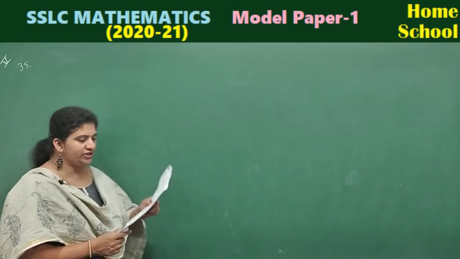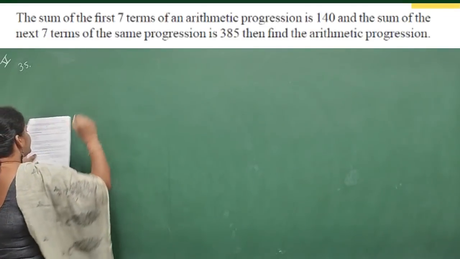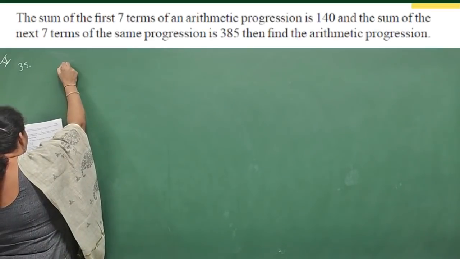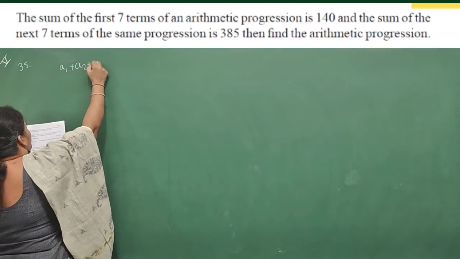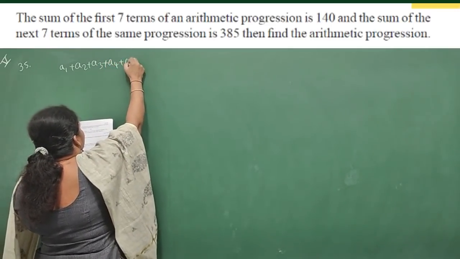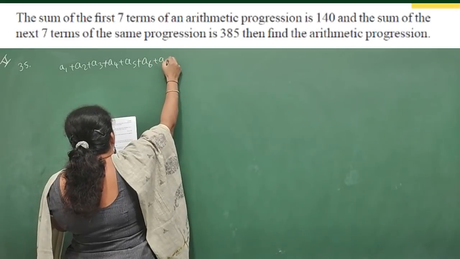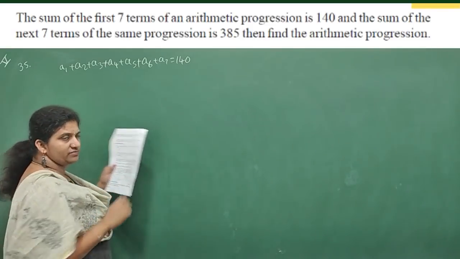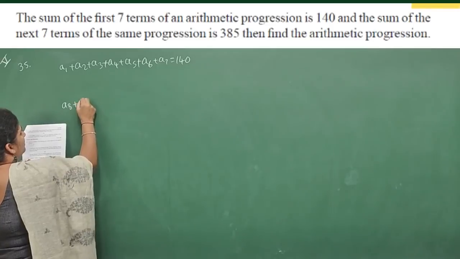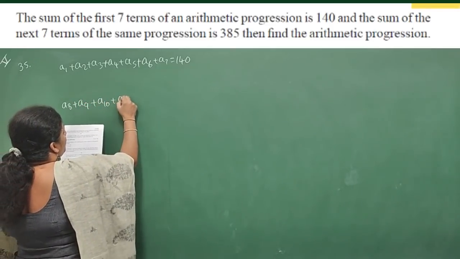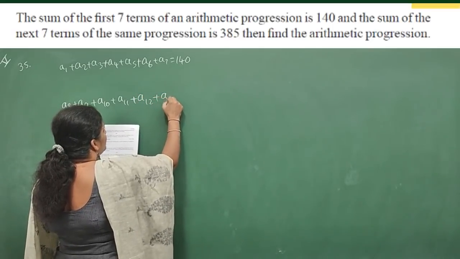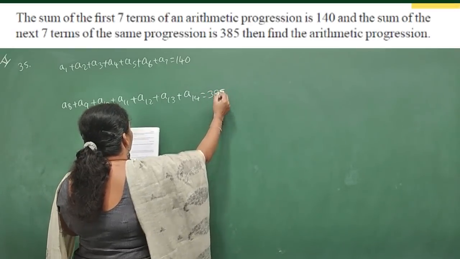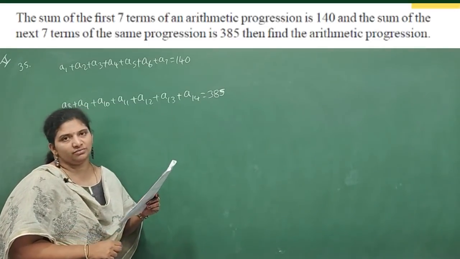Question 35, you have one more OR question. That is, the sum of first 7 terms of an arithmetic progression is 140. That will be A1 plus A2 plus A3 plus A4 plus A5 plus A6 plus A7 is equal to 140. And in the same manner, the sum of next 7 terms. What are the next 7 terms? A8 plus A9 plus A10 plus A11 plus A12 plus A13 plus A14 is equal to 385. Okay? Then find the arithmetic progression.